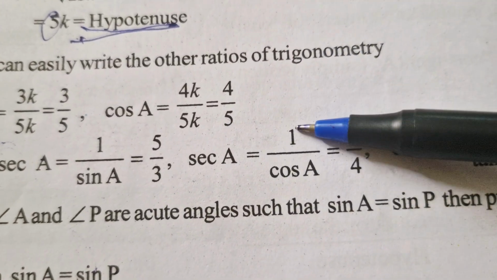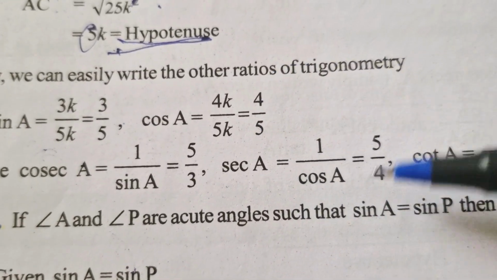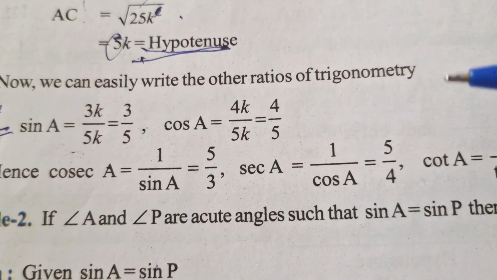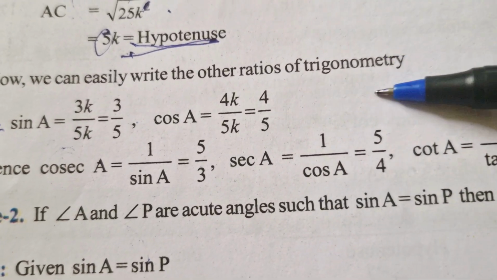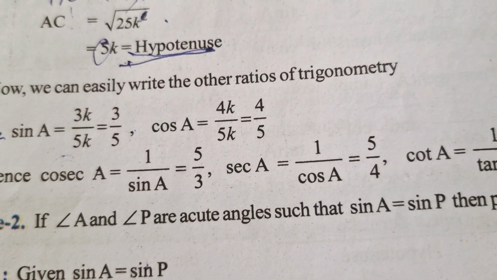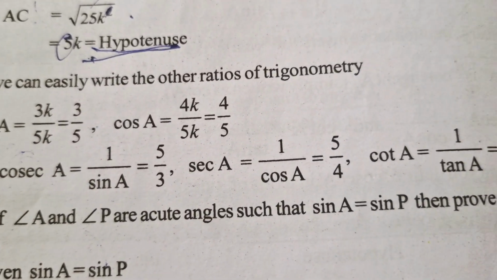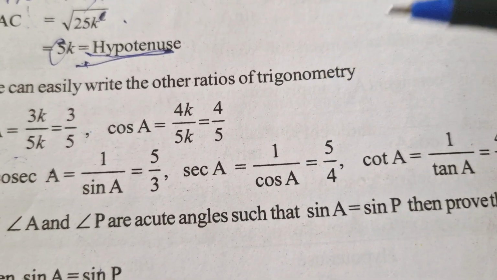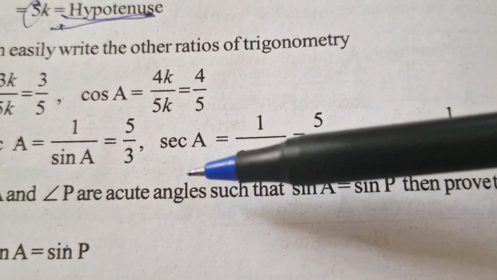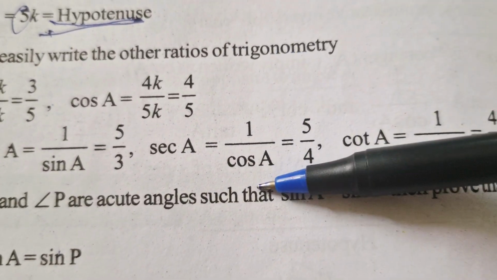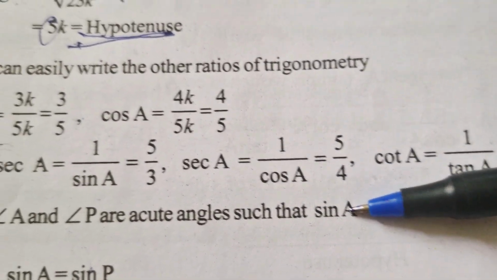Sin A is equal to 1 by cos A. In the earlier videos, I have discussed all these formulas and also identities, so you have to watch them for sure, and watch them clearly. So sin A is equal to 1 by cos A is equal to 5 by 3.